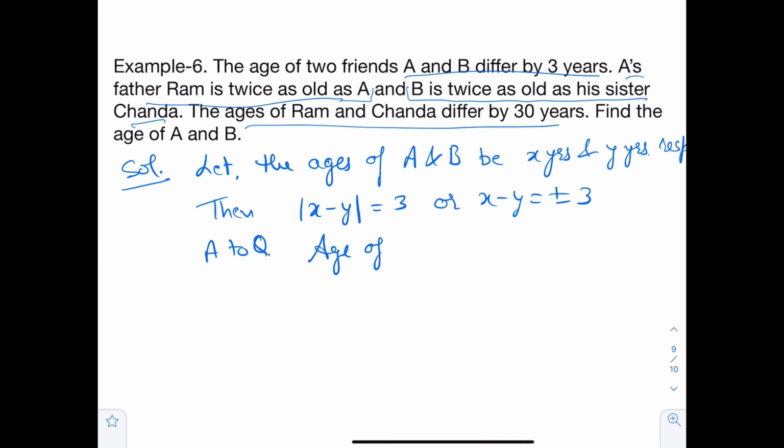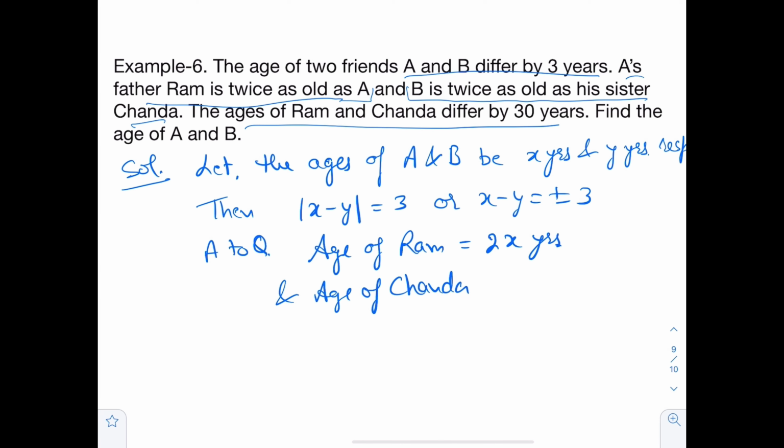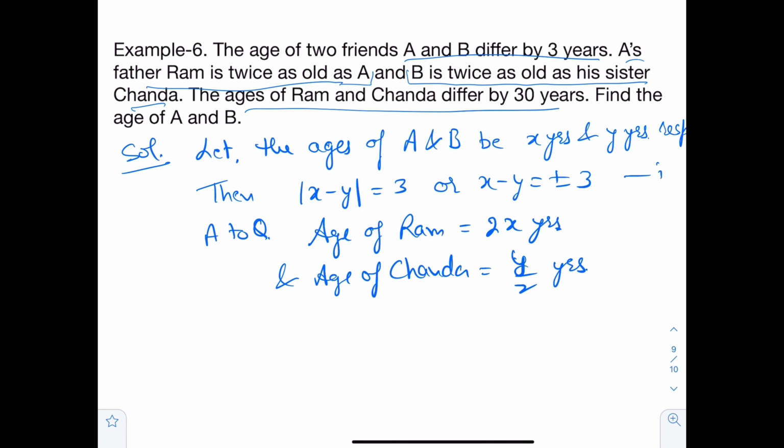age of Ram is twice of age of A. So A की एज कितनी है? x. तो age of Ram is 2x years and age of Chanda, B is twice as old as his sister Chanda. So Chanda's age is y by 2. उसकी एज की आधी हो जाएगी इतना years. This is our equation number 1.